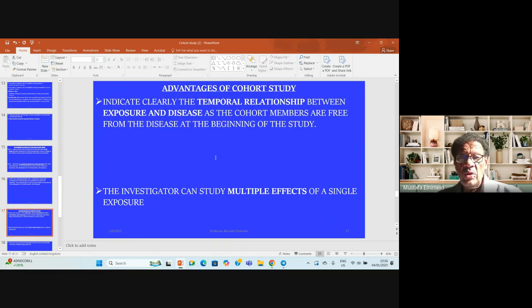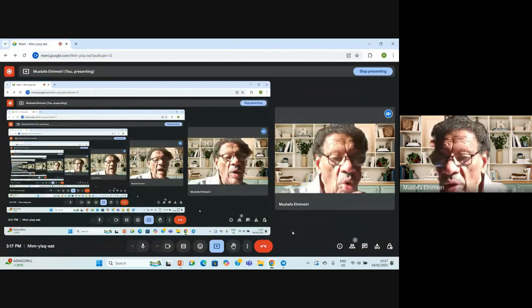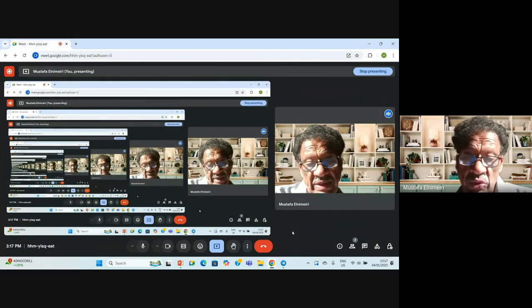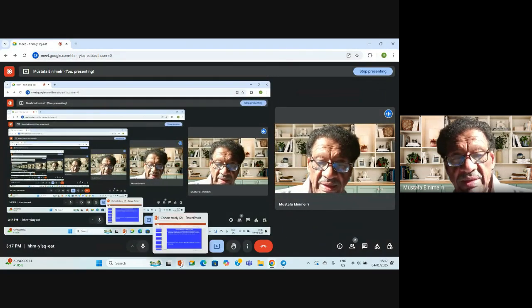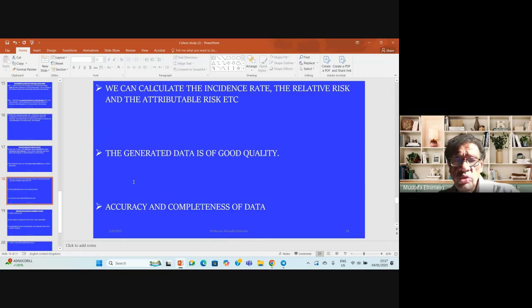Advantages of cohort study: it indicates clearly the temporal relationship between exposure and the disease, as the cohort members are free from disease at the beginning, when we subdivide the group into exposed and non-exposed according to exposure status, using different approaches and techniques as we have mentioned. The investigator can study multiple effects of a single exposure, and we can calculate the incidence rate, and thus the relative risk, the attributable risk and the odds ratio.